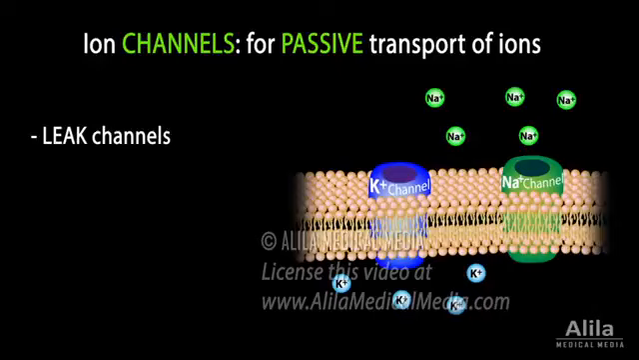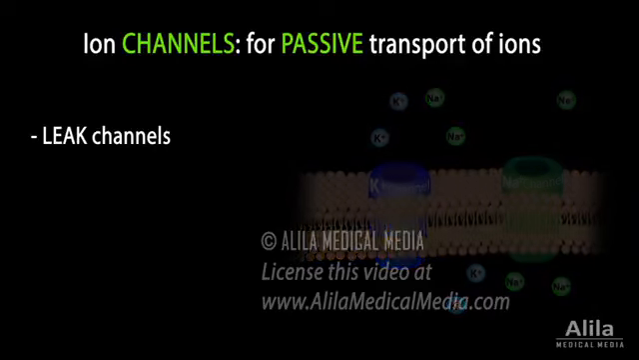These channels are almost always open, allowing more or less steady flow of ions. Examples are potassium and sodium leak channels in neurons.